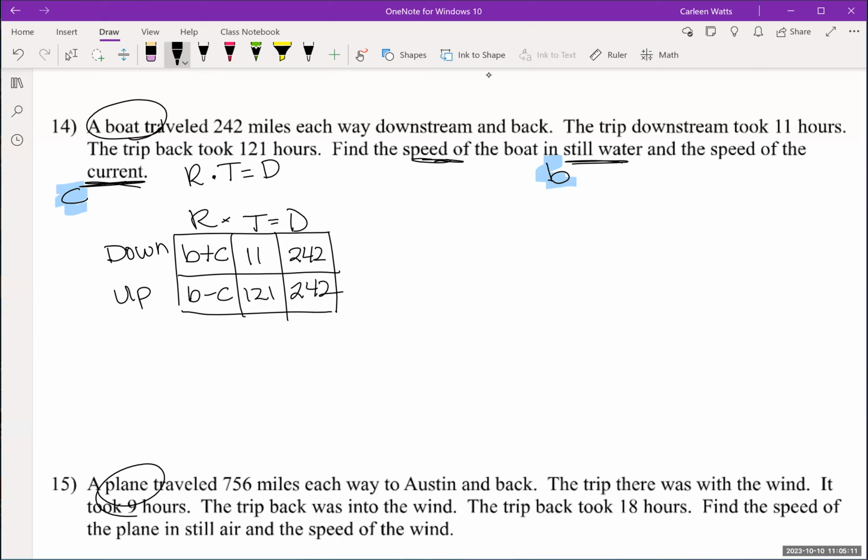Now, remember, when you come to take the test, you can use a page of notes. Better have an example of this because you're going to forget. You're going to blank out and say, what do I put in that box? So I'm going to move T over here because I like to distribute from the left. So 11(B plus C) is equal to 242. 121(B minus C) is equal to 242.